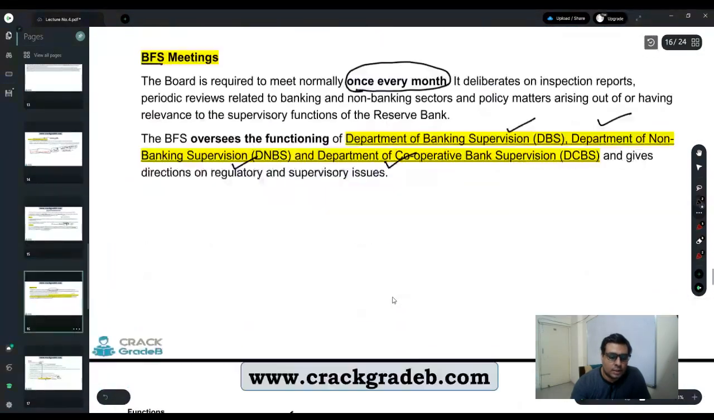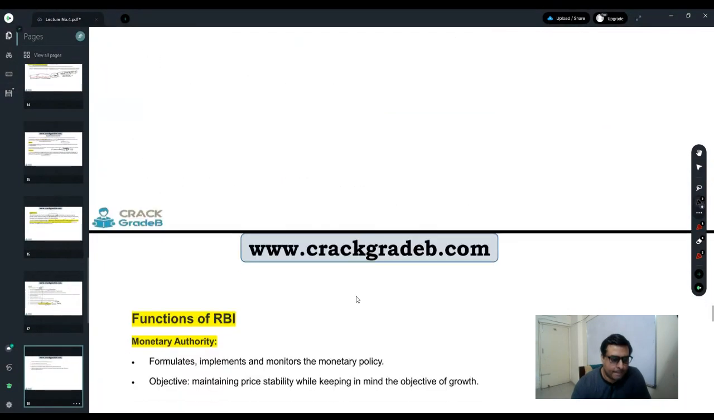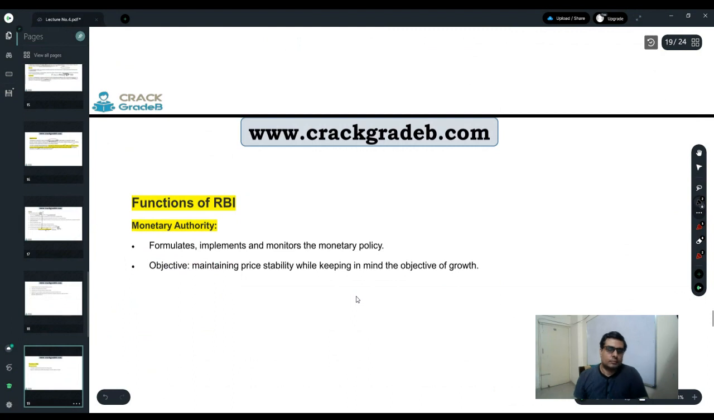So now let's discuss other functions of the Reserve Bank of India, right? Functions and the Board of Financial Supervision's function. Basically, this function comes through the central board, whereas the rest of the functions are not through the central board of RBI.